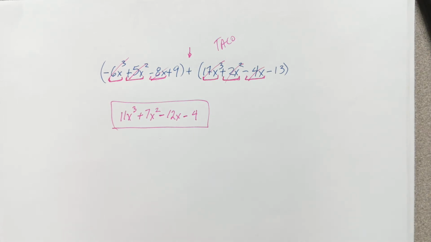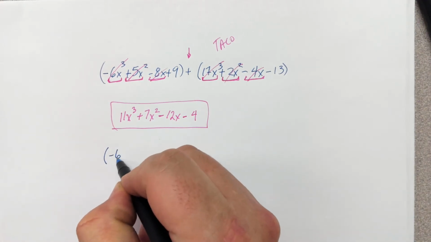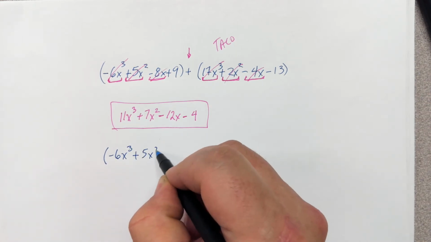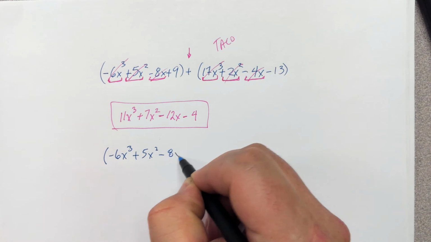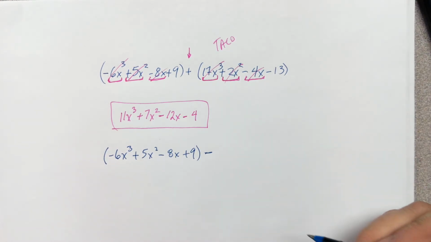Okay, now let's make you hate it. Not really. No, there's nothing to solve. There's no equal sign. That's it. Well, we're going to subtract, which is a little trickier, but you can handle it. So let's subtract. Let's do the same ones, except we're going to change one thing. It's a different problem because we're going to change it to minus.